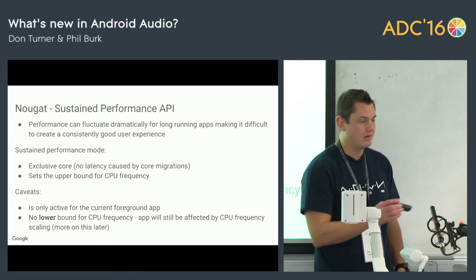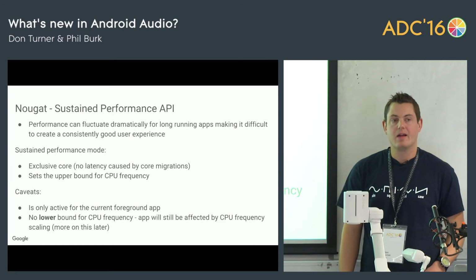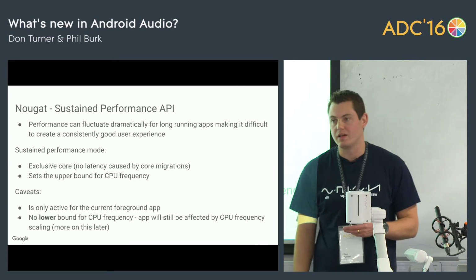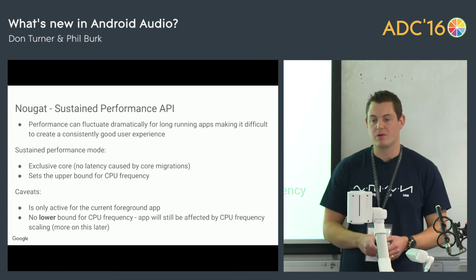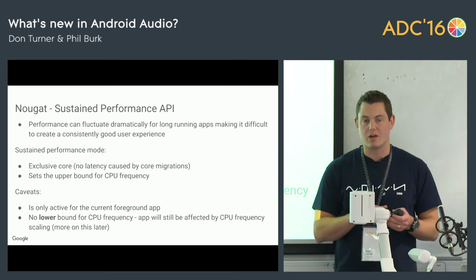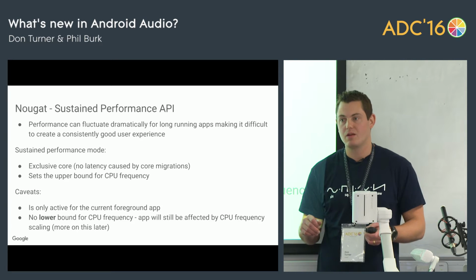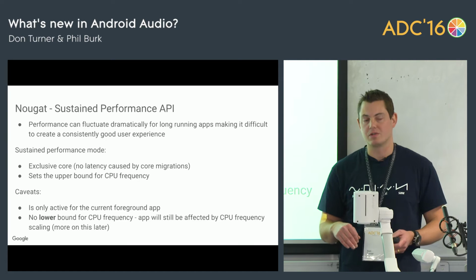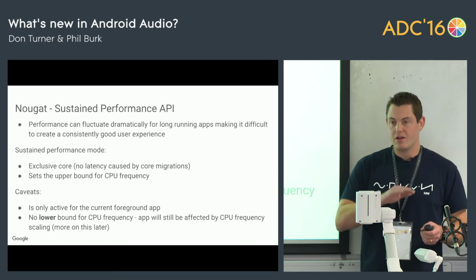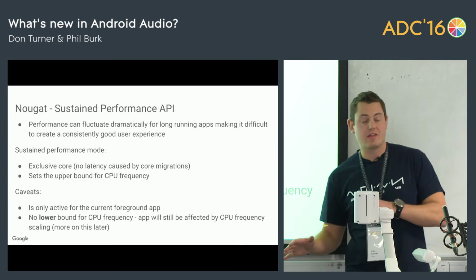Cool, thanks. So one of the other features we introduced in Nougat was this sustained performance API, and this came about because we realized that performance can fluctuate dramatically for long-running apps. I mean, typically what you would see is an audio app which has a very high computational load will run for maybe a couple of minutes, and then the device will go into a thermal throttling state where it has to scale back the CPU frequency in order to let the device cool down. Now, this creates a user experience where it's fantastic, fantastic, fantastic, terrible, and that's not great, obviously.